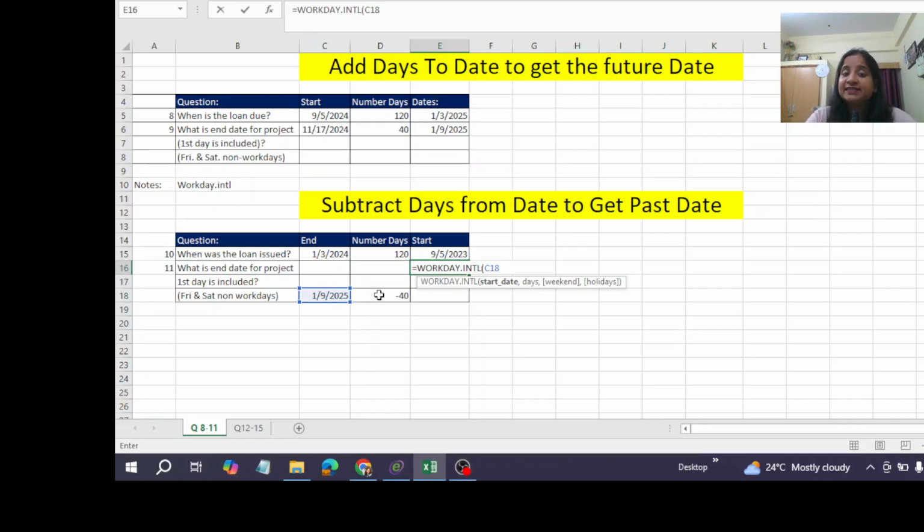Here also the first day is included. So for including this 9th of January 2025, we have to add 1, comma, days, since the date will be moved to 10th of January, and then only the day 9th of January will be included. We are moving it backward here.